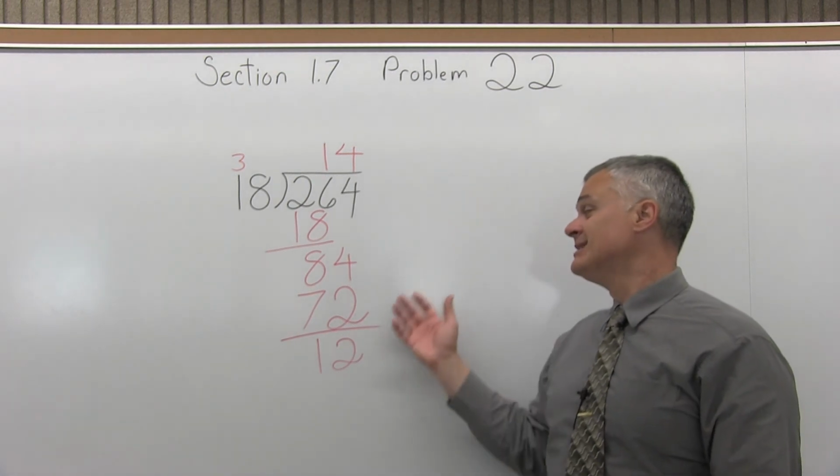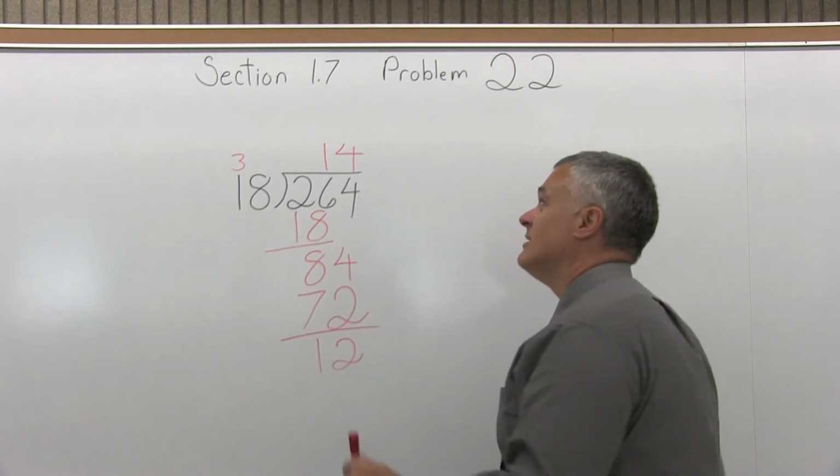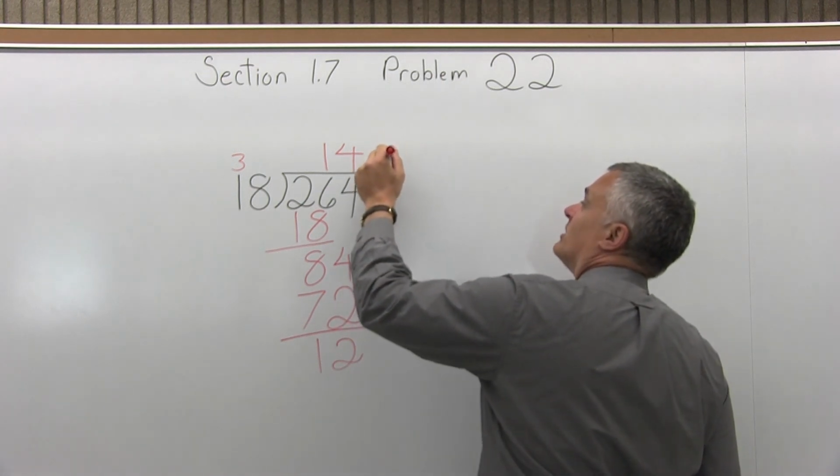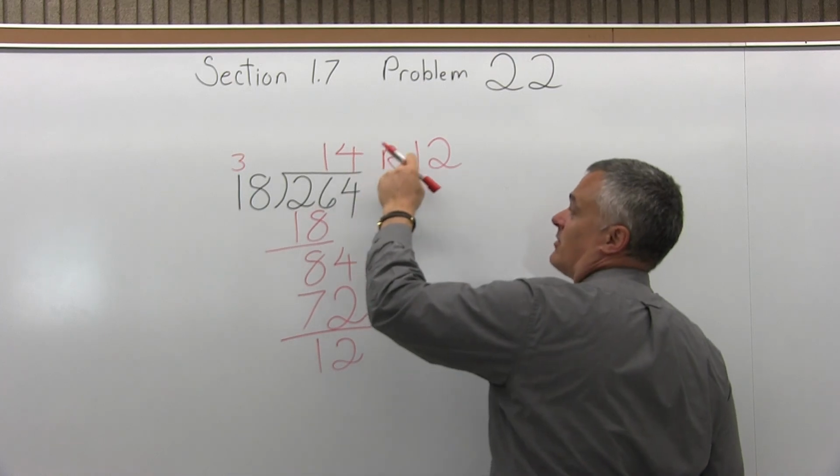There is no next digit to bring down, and the 12 is smaller than the 18, so we can stop there. The answer is 14 with a remainder of 12. So I'll put 14, capital R for remainder, 12.